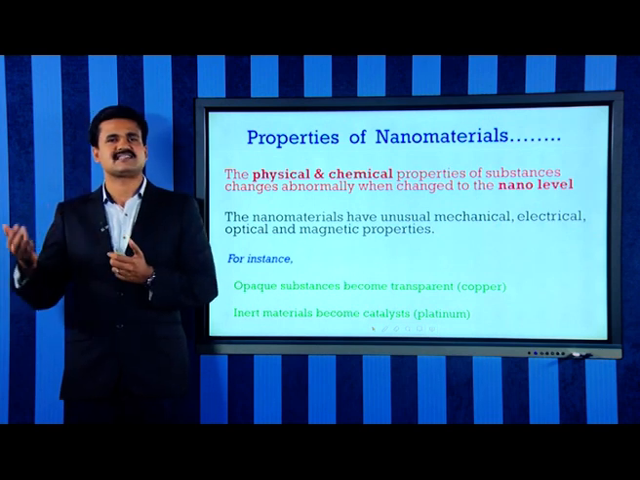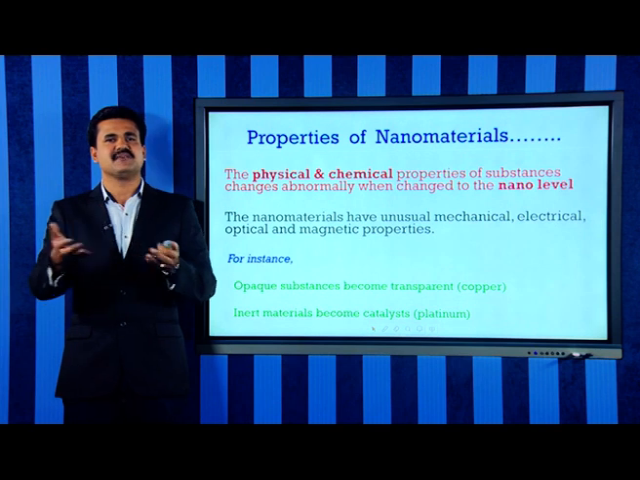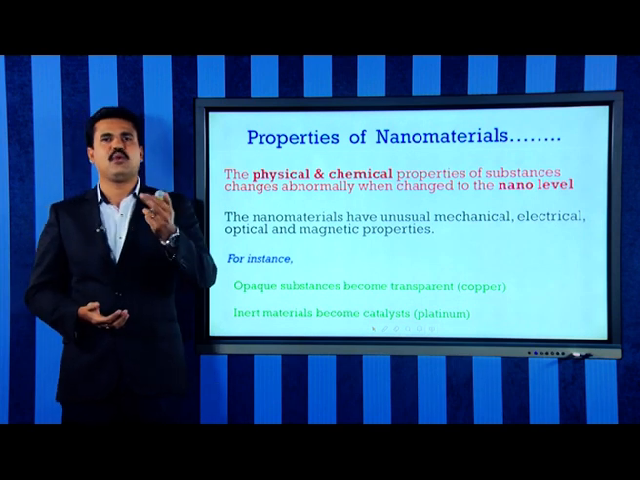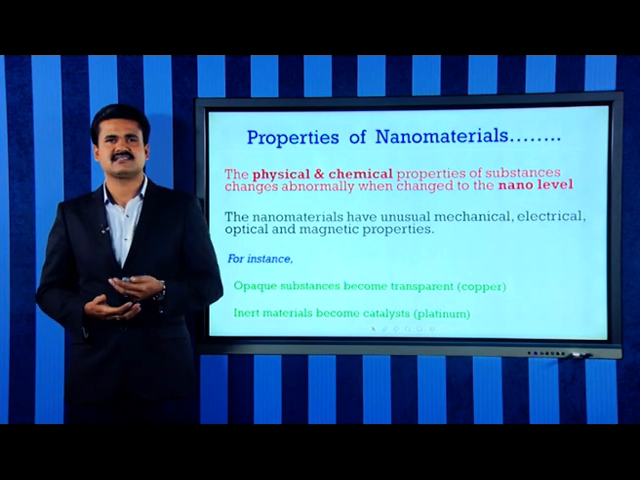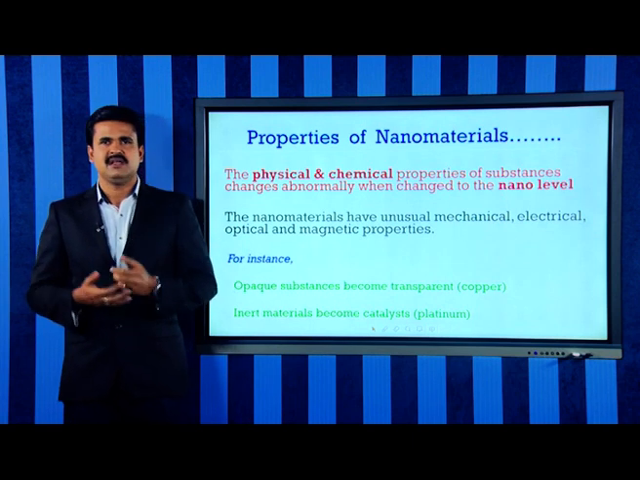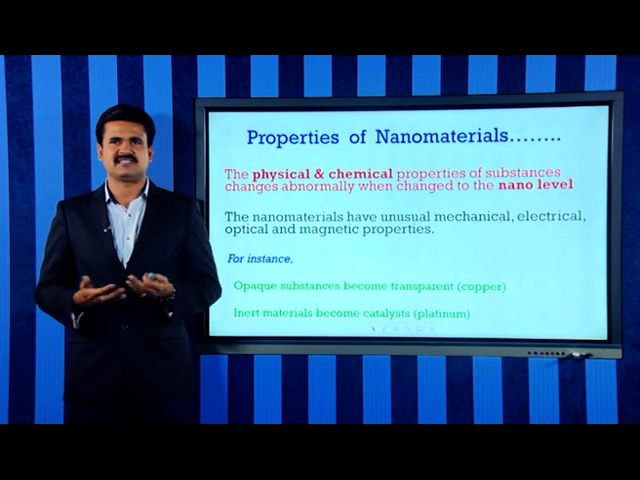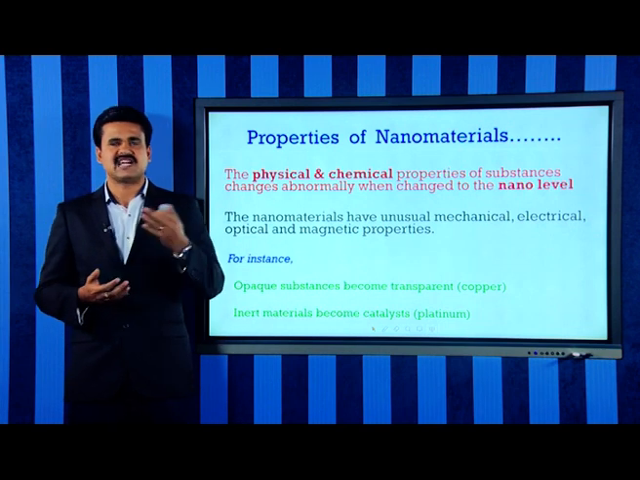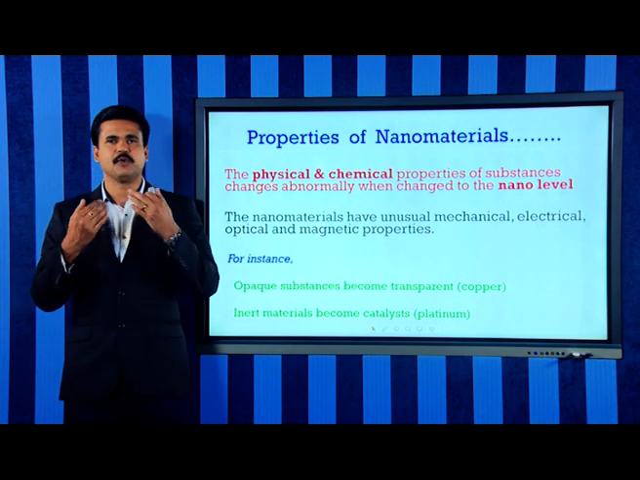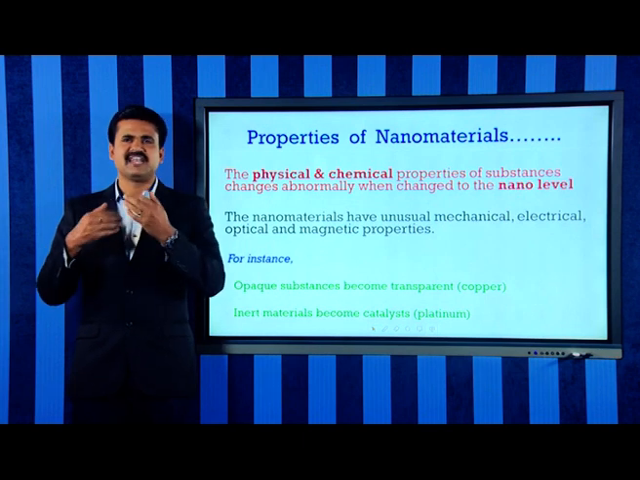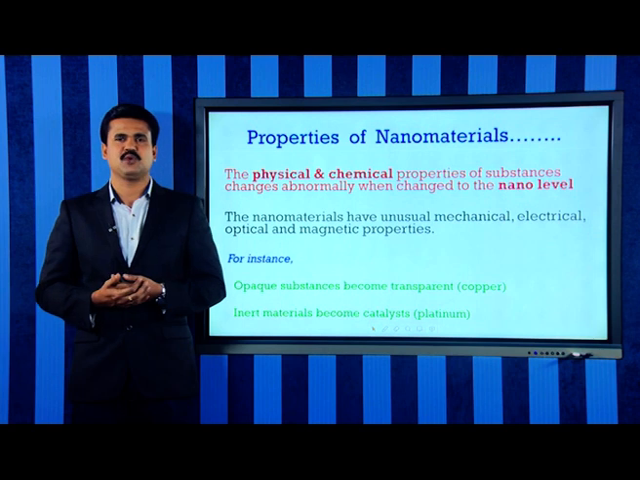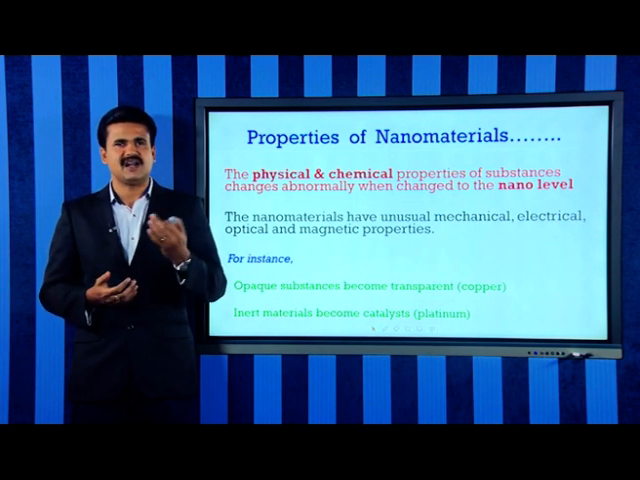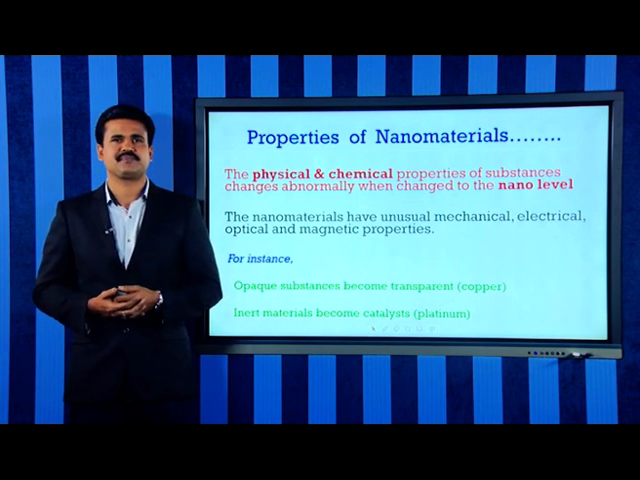How the properties change, we can infer from the following examples. Opaque substance becomes transparent. Example is copper. You know, copper metal will not transmit light. It is an opaque substance. But whenever you are considering a nano system of copper, it is almost transparent.